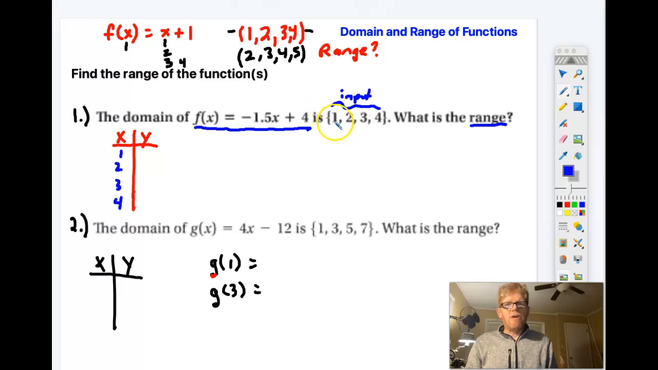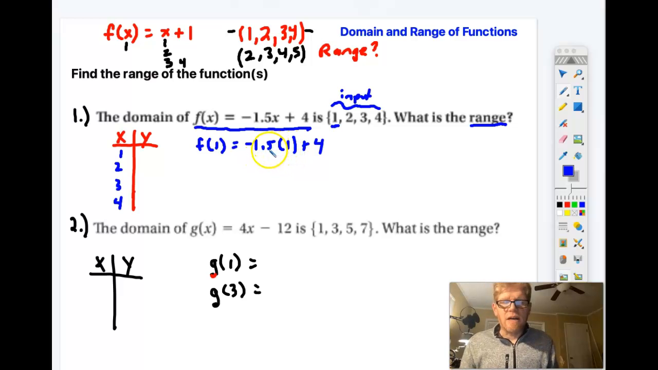Well, we'll evaluate f of x, so we'll say f of 1 is going to be negative 1.5 times 1 plus 4 for the input value of 1. Well, negative 1.5 times 1 is negative 1.5. And when we add that to 4, that's going to give us 2.5, because 4 plus a negative 1.5 is 2.5. So we're going to get 2.5 for our value there.